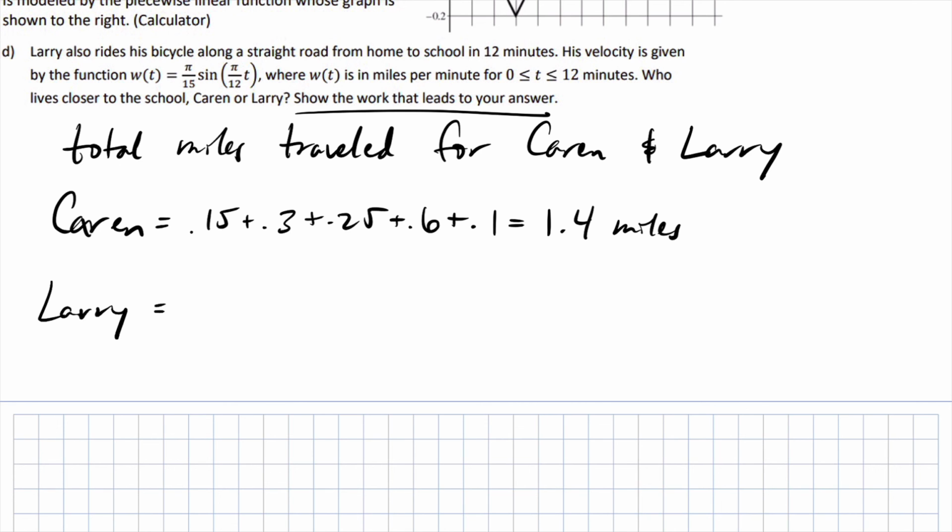Exactly. We're going to set up an integral from 0 to 12. It didn't say Larry went backwards anywhere. So it doesn't really matter if you use absolute value or regular for W of t, because you should get the same answer. That's all the work I need to see. It's a calculator question, so you don't need to do the antiderivative. You use the calculator. So go to the calculator and figure out how far he traveled.